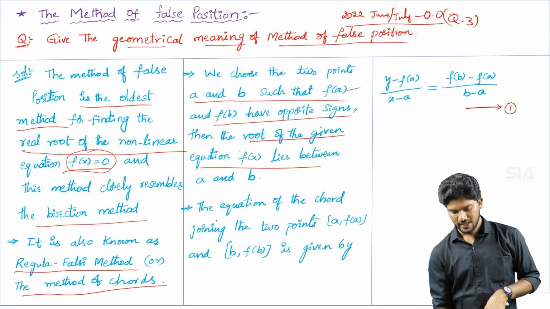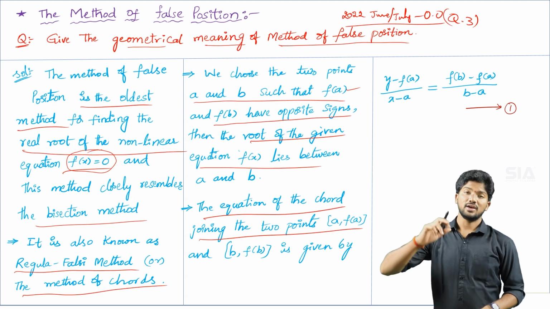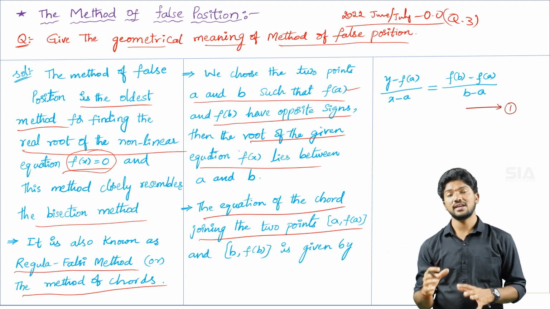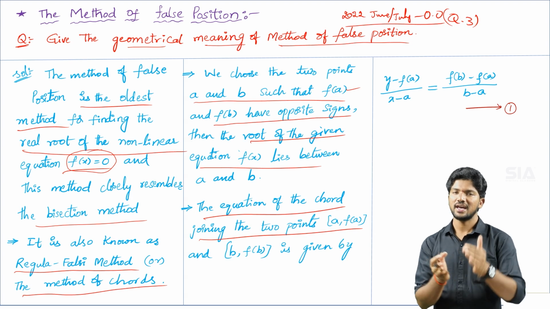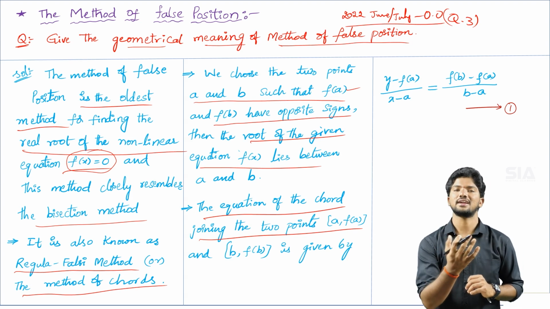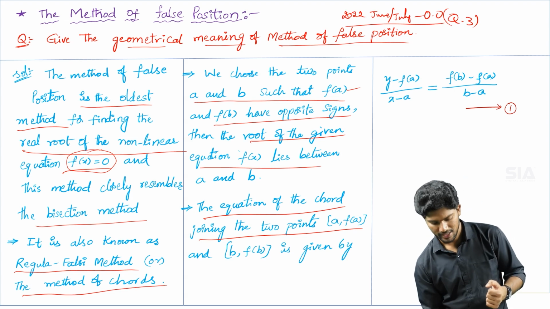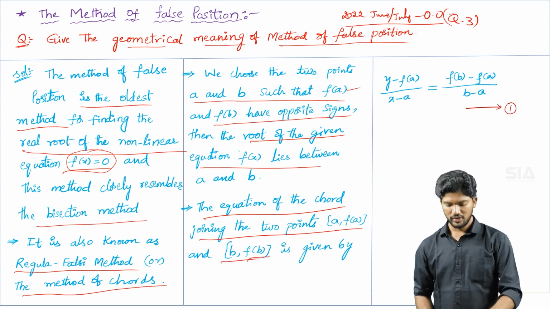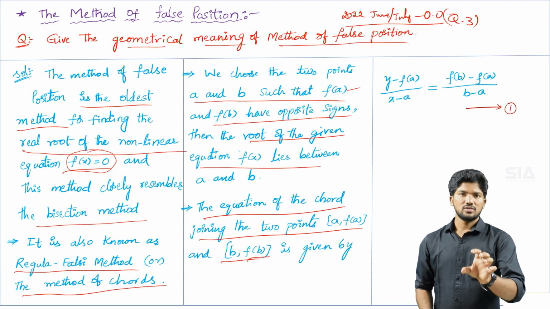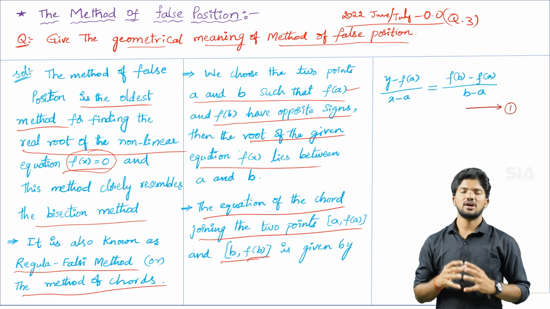Now we need the equation of the chord joining 2 points. A is one point, and f of A is another point. f of A is not a function, it is a value, because we are substituting A in the function, and then you get one real number. A is one real number, f of A is another real number, B is one real number, f of B is another real number. Therefore here we have 2 points, and we have to take the equation of the chord joining these 2 points.